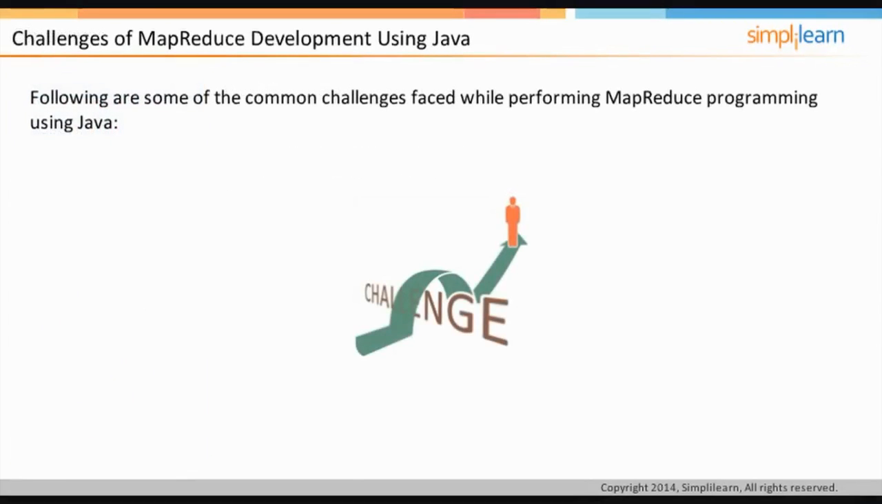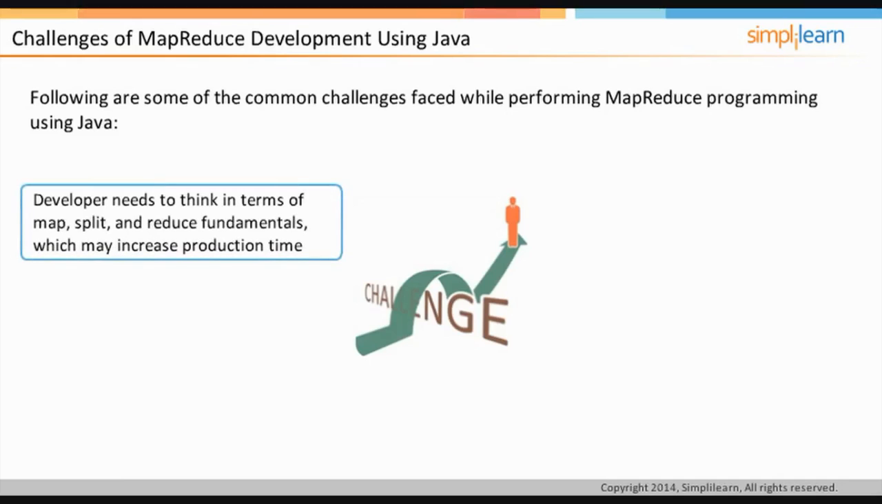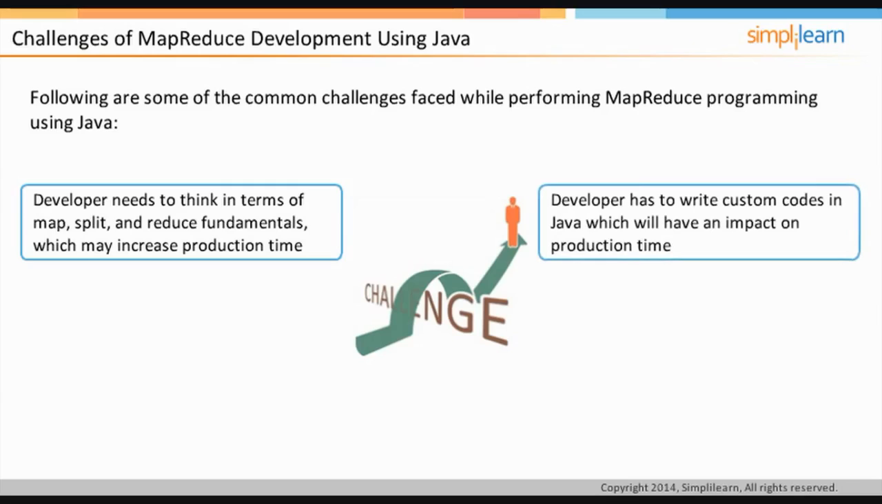Some of the common challenges faced while preparing a program on MapReduce using Java are as follows. A developer must be able to think in terms of map, split, and reduce fundamentals while creating a Java program. Due to this, a developer's production time may get impacted. The second challenge is the need for common operations like joining, filtering, projecting, and splitting, which require writing custom codes in Java. This requires more time and concentration.